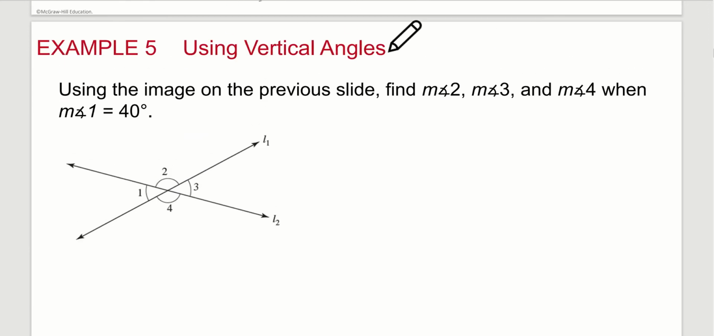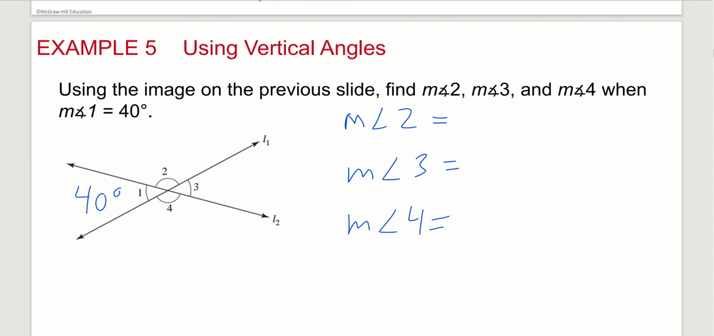In the next example, they tell us that the measure of angle 1 is 40 degrees. And we're asked to find the measure of the other angles in this configuration. So we want to find the measure of angle 2, the measure of angle 3, and the measure of angle 4. The one that we can get immediately is angle 3. If we look at angle 1 and angle 3, those are vertical angles, so they're going to have the same measurement, which means that angle 3 is also going to be 40 degrees.